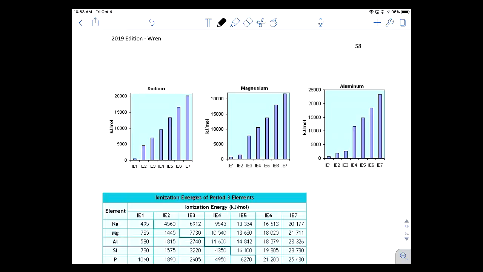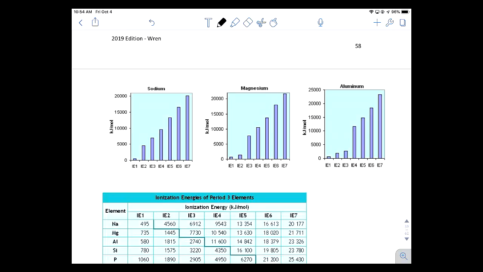So the outside shell is much easier to remove. It's a little harder every time you take an electron off, but still really easy to remove. And then the n equals 2 electrons. But when you go to the next shell, it's hard. If the orbital is not filled, it is easy to remove. It's usually a little easier if it's not full. Yeah, exactly.